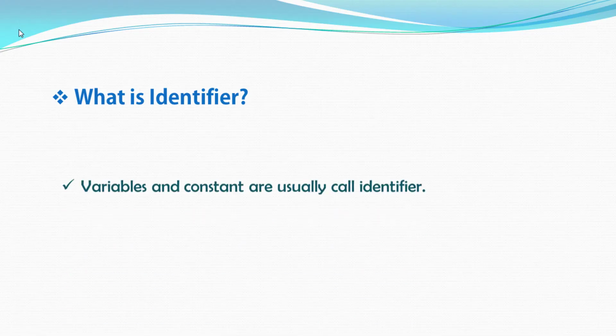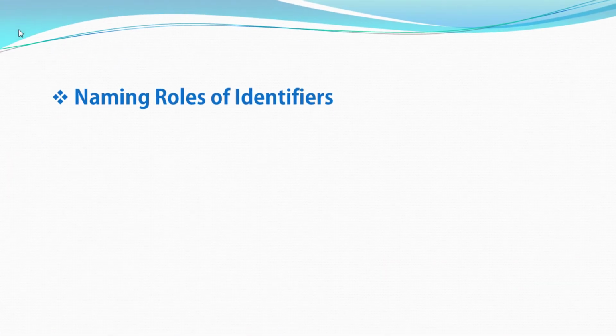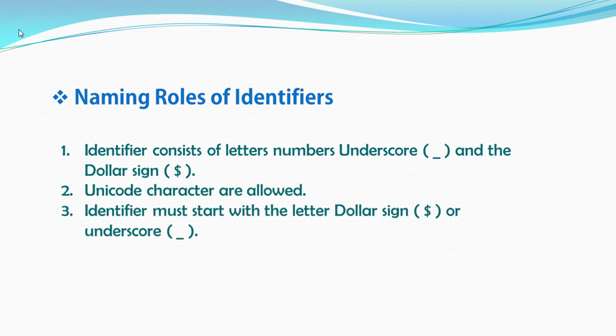Now, the next topic is identifiers. Variables and constants are usually called identifiers, and they have naming rules. An identifier consists of letters, numbers, underscores, and the dollar sign. Unicode characters are allowed. An identifier must start with a letter, dollar sign, or underscore. An identifier cannot be a reserved word. Reserved words are the words in JavaScript that are created for a specific task. They can't be used as an identifier. If you do that, then you will get an error message.